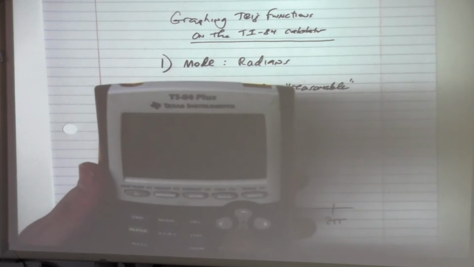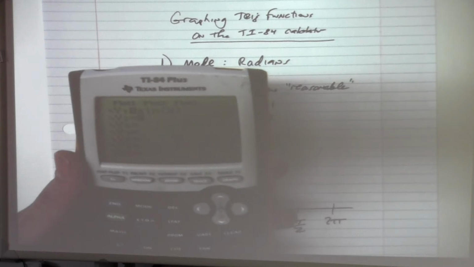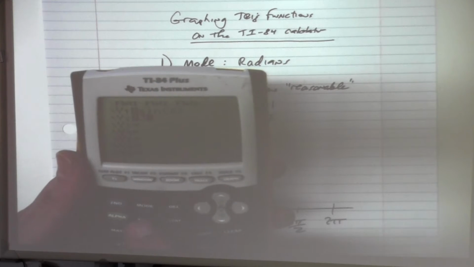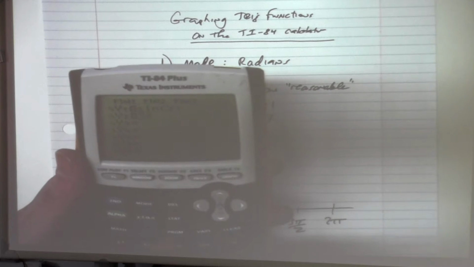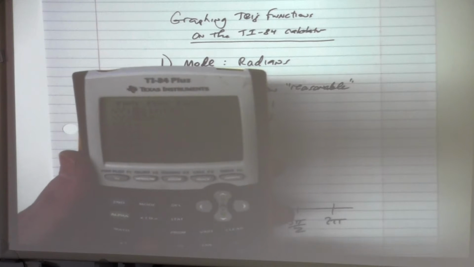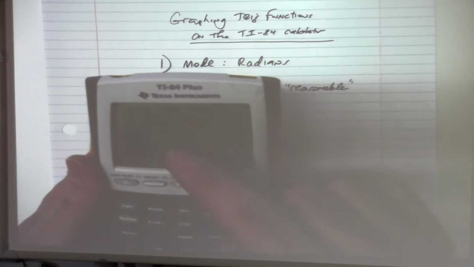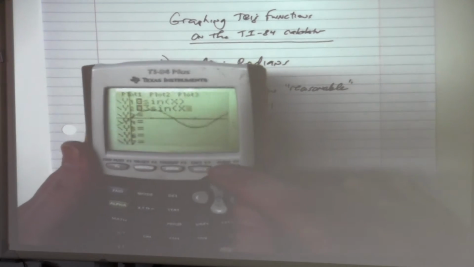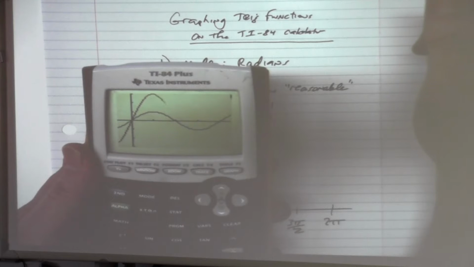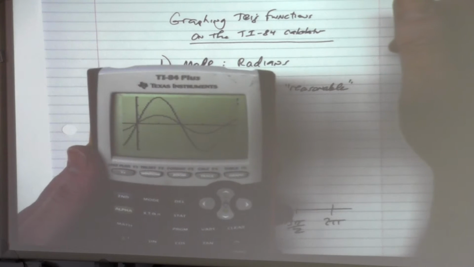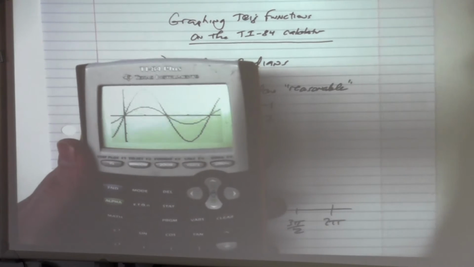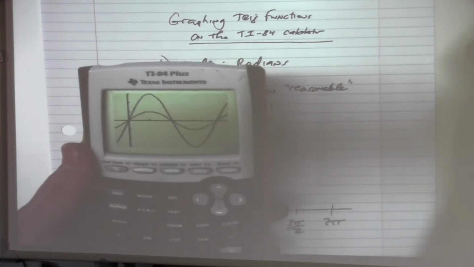Let's keep that one there, and let's do one with some changes. For instance, 3 sine, well, let's do one change first. 3 sine x. There. That one has an amplitude change of 3, so let's watch what happens. Look at that. It goes way up and way down, and it's the same curve, it's just been stretched, which is what an amplitude does.